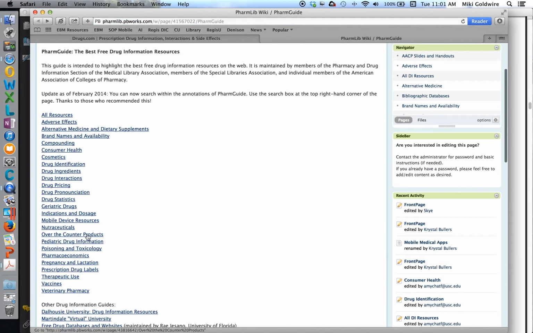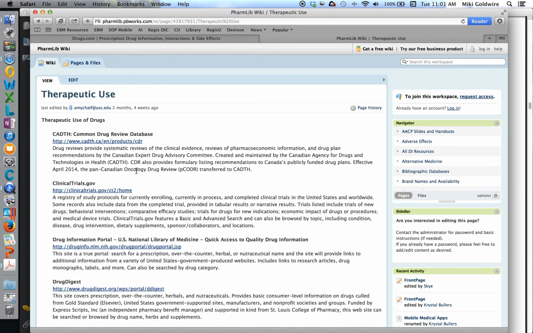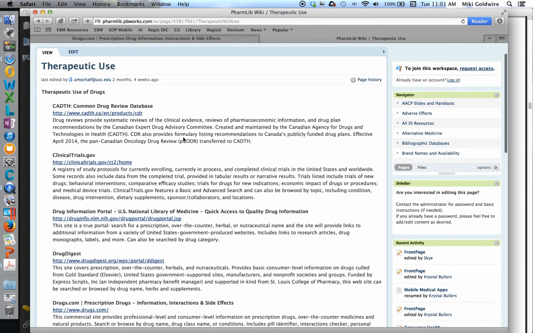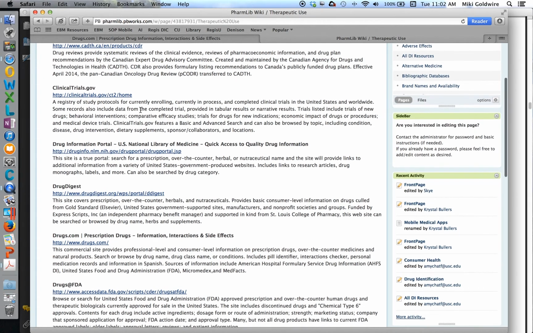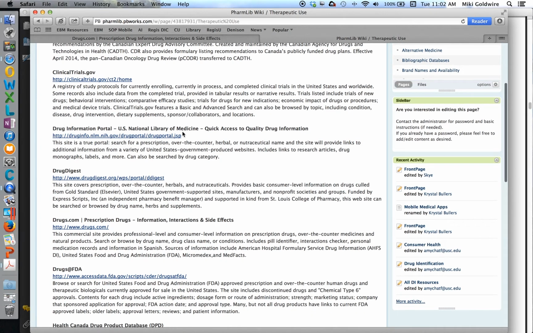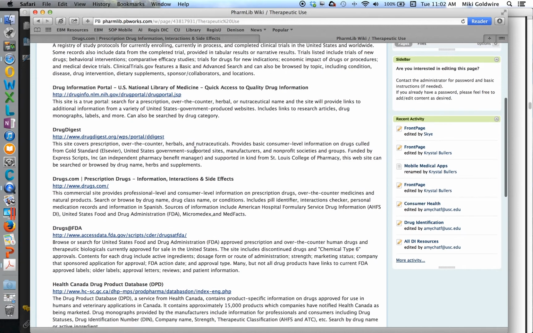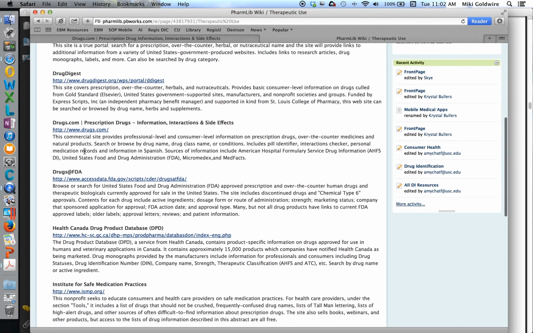Let's just click on therapeutic use. It brings you to other sites: Common Drug Review Database, clinicaltrials.gov, which is run by the National Library of Medicine, an excellent site for those drugs that are in trial right now. Drug Information Portal, again from the National Library of Medicine. Drug Digest, which is information from Gold Standard, which also does clinical pharmacology. Drugs.com, which we just visited.